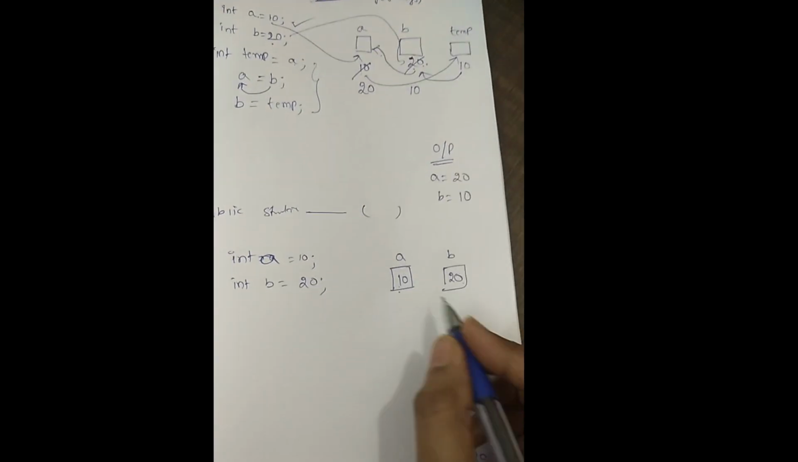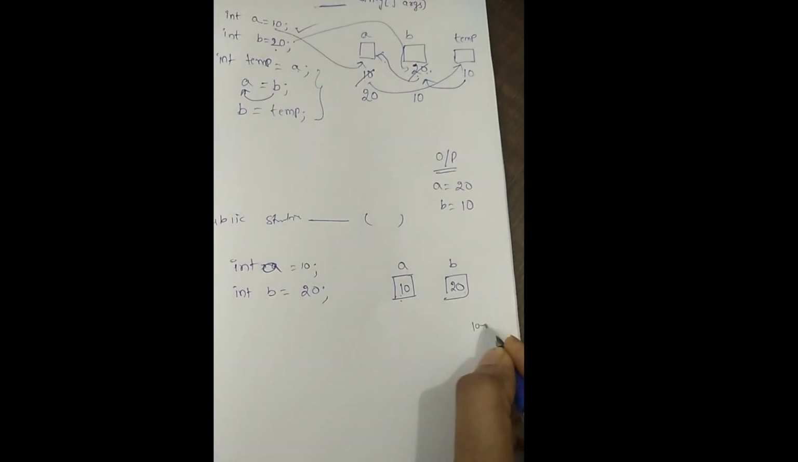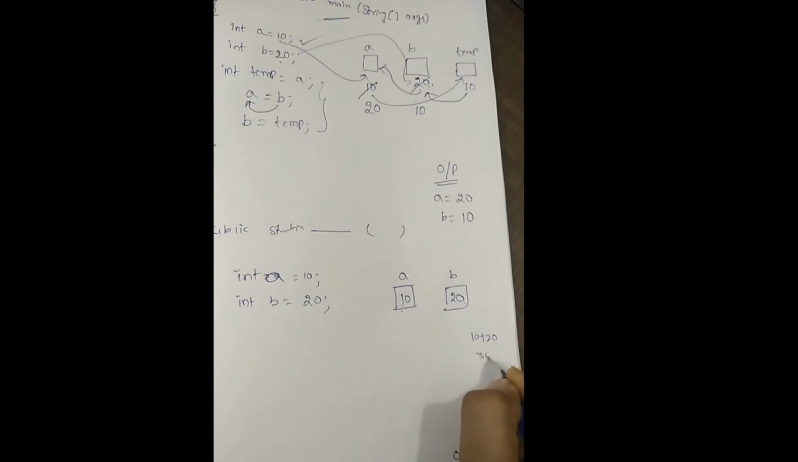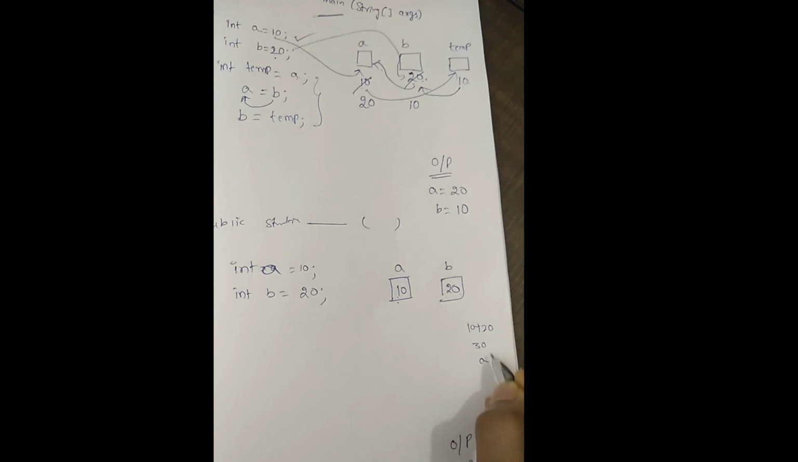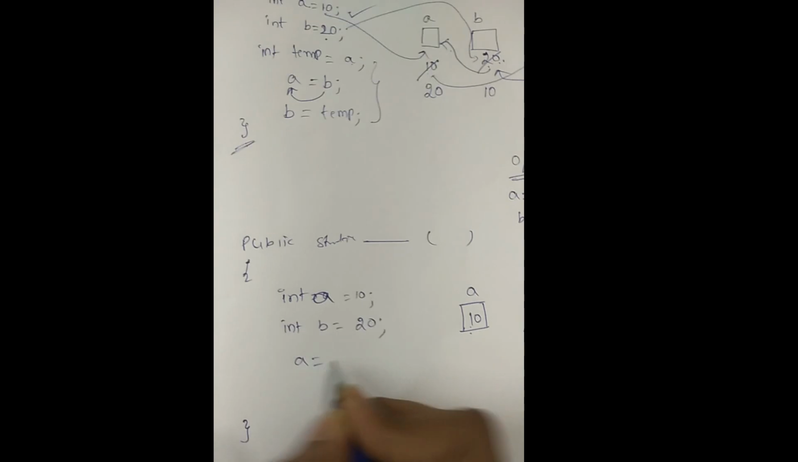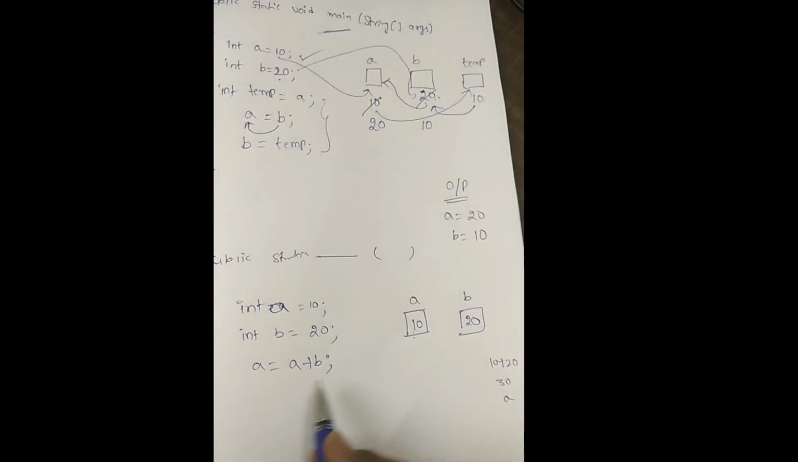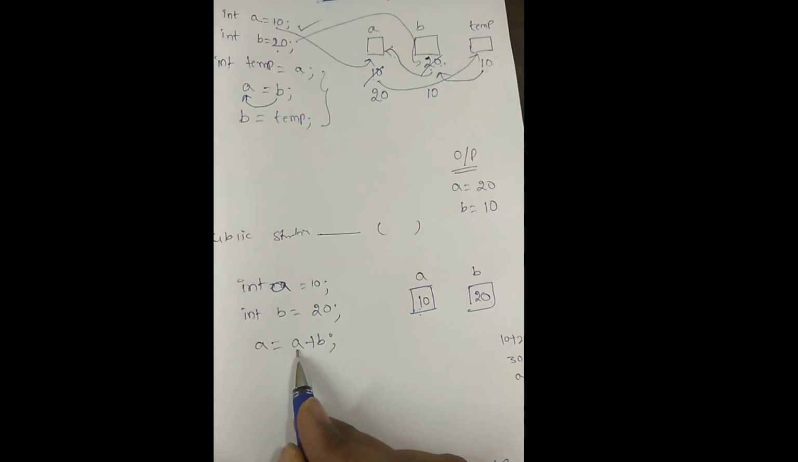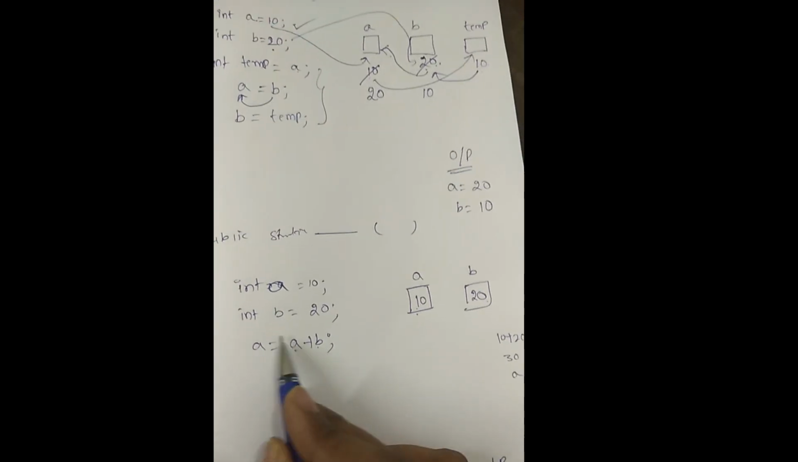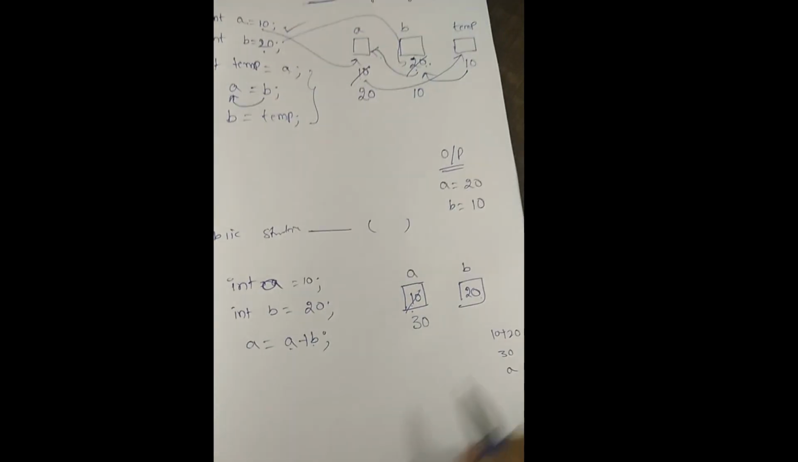So what is our first step? 10 plus 20, that is 30. Where to store it? In a. So a is equal to a plus b. That means the a value 10 plus 20 is 30. 30 is stored into a. 10 will be struck off and 30 is here.